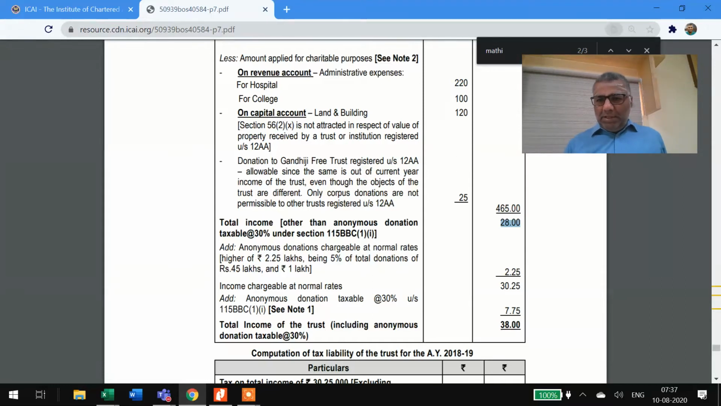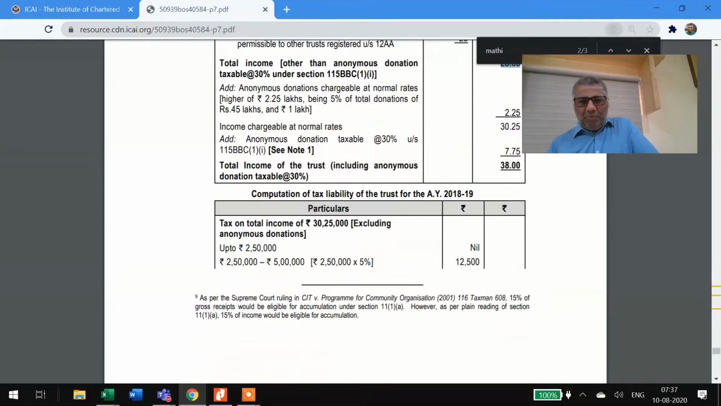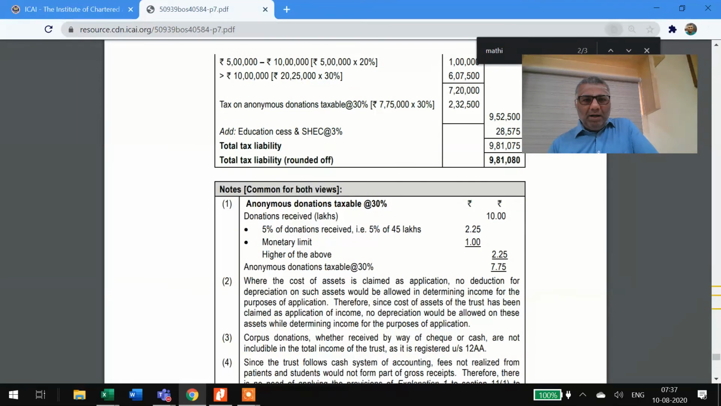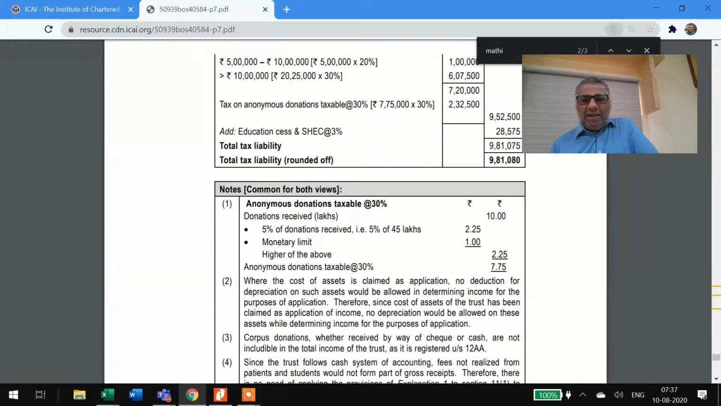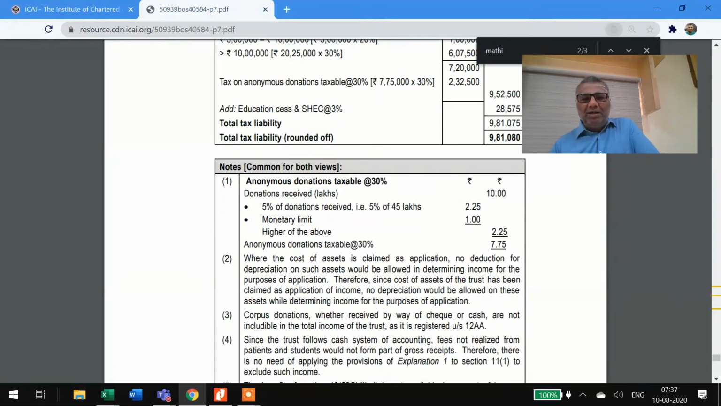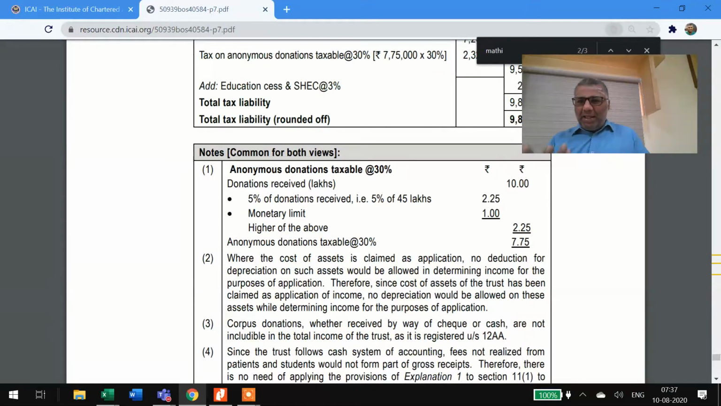This question, they have not even worked out the alternate answer. Okay, but I have seen that being worked out. 981 they say is the tax, and look at the notes they have written. That is where I want you to concentrate because they will state everything. You will find why these things, but they have stated.